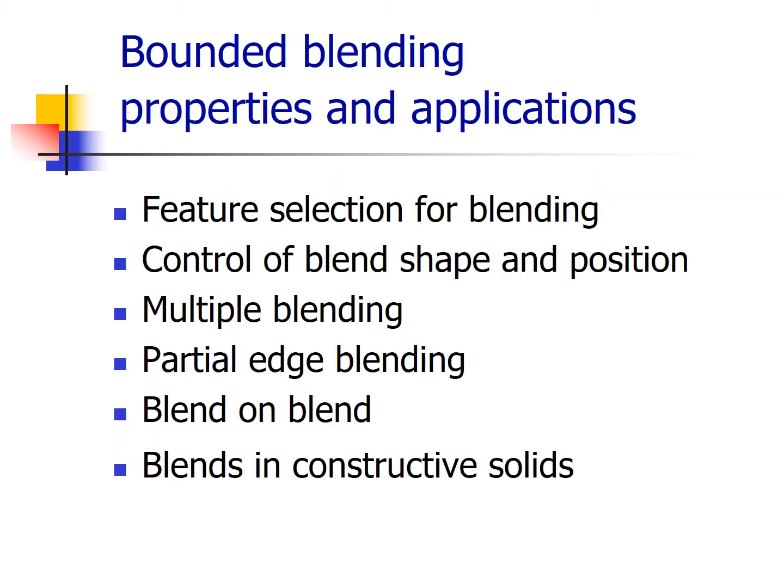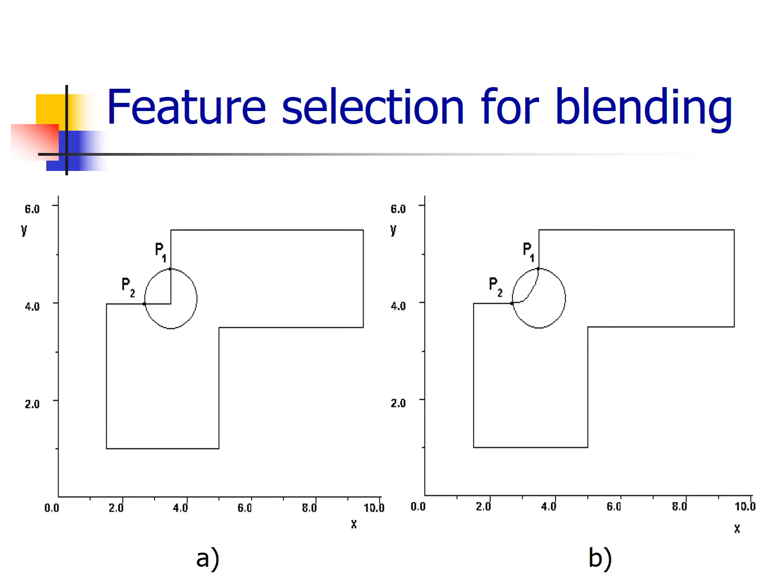Now let's consider bounded blending properties and applications. The use of a bounding solid allows the user to select a single feature, vertex or edge, of the constructed solid for blending. In this figure, an example of union of two rectangular solids in two dimensions is presented.